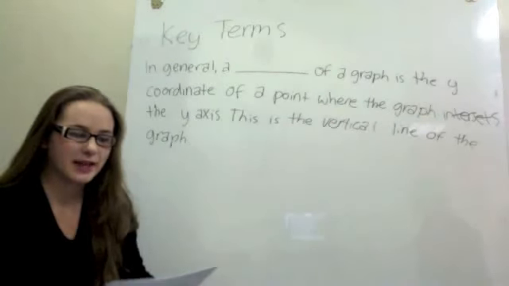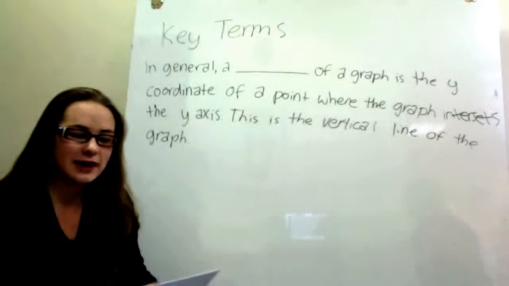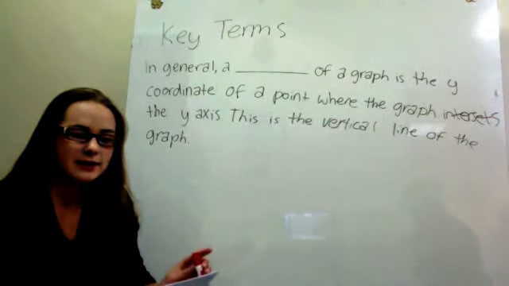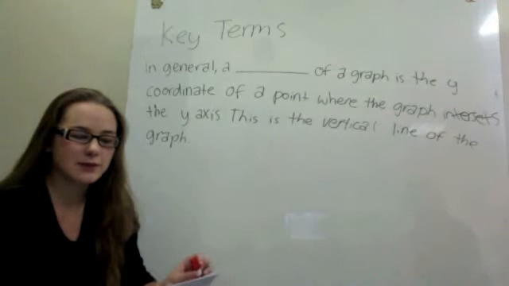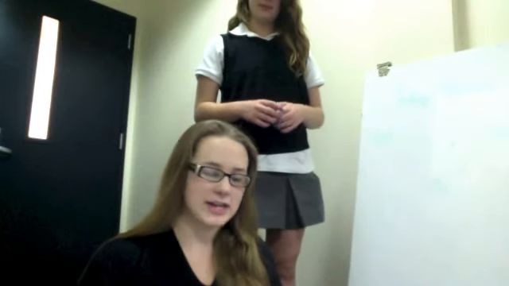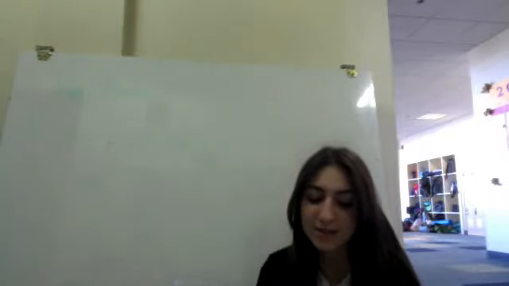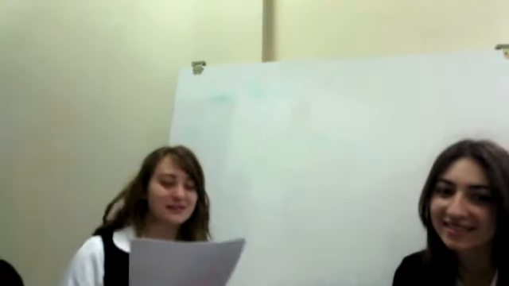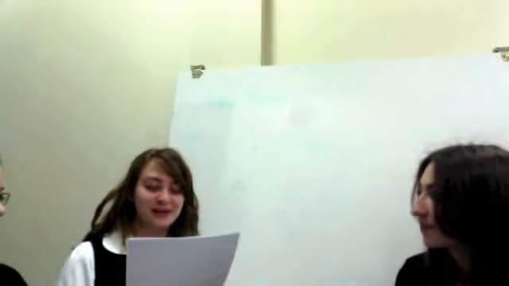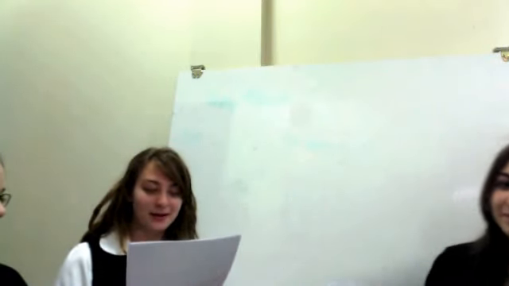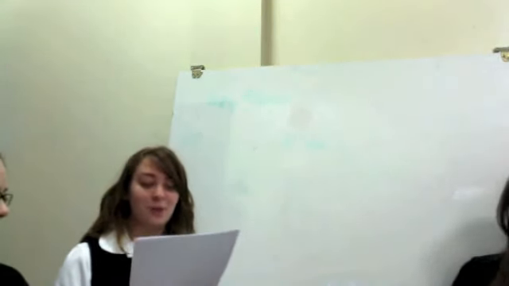Key terms. In general, a blank of a graph is the y-coordinate of a point where the graph intersects the y-axis. This is the vertical line of a graph. The answer is y-intercept. An x-intercept is the x-coordinate of a point where a graph intersects the x-axis. This is the horizontal line of a graph. The answer is x-intercept. The equation y equals mx plus b is said to be in a blank form. The answer is slope-intercept form.